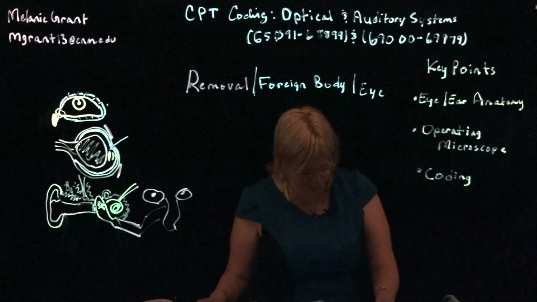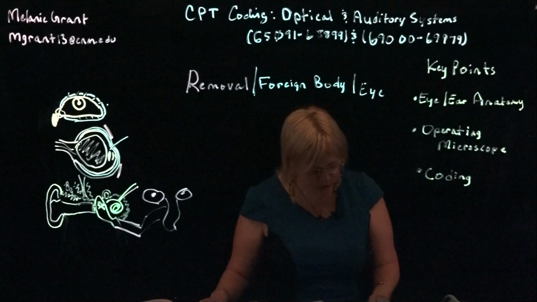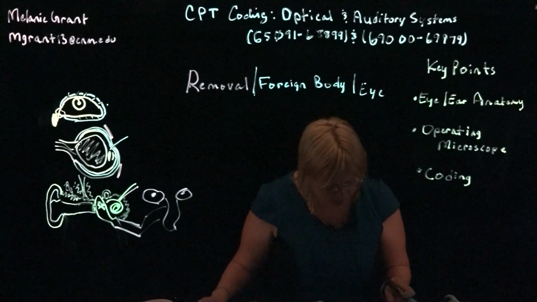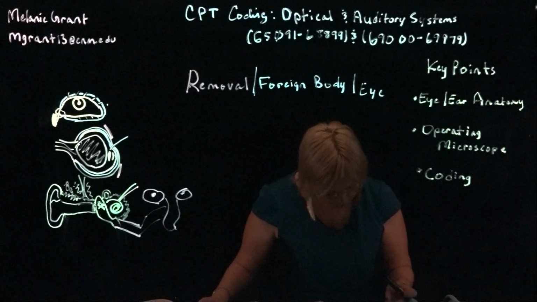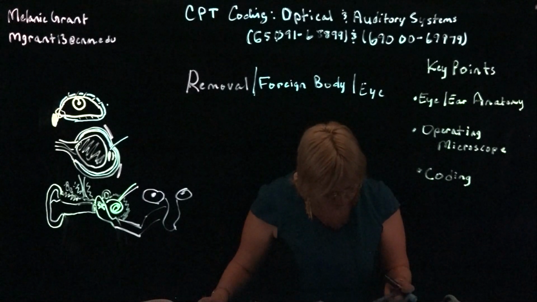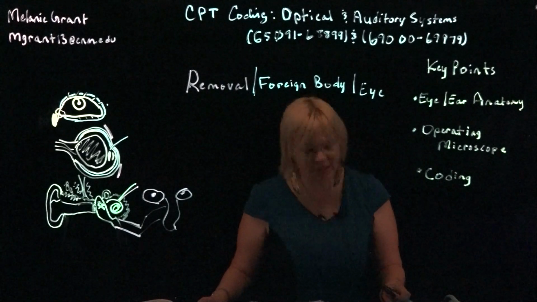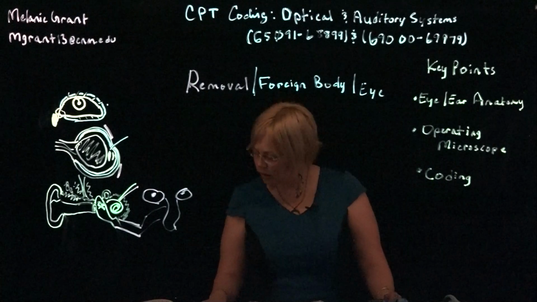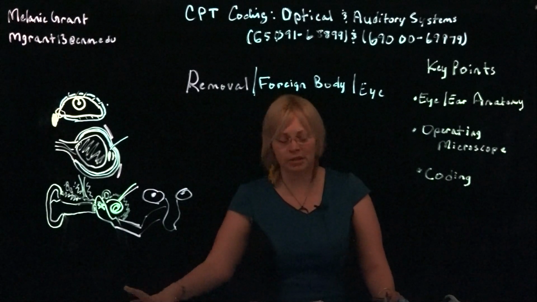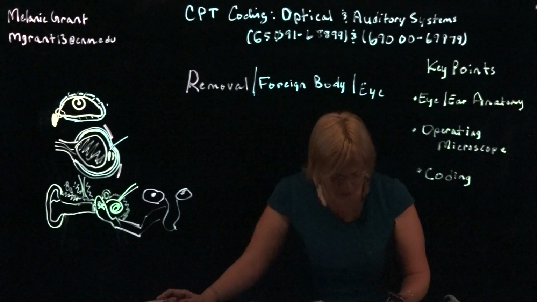So I have removal of foreign body, and I'm going to go down here and I'm going to find either the eye, the conjunctiva. I see conjunctival embedded. 65210 is not going to be my code because they mentioned it was not embedded in the conjunctiva. So I'm going to keep going.